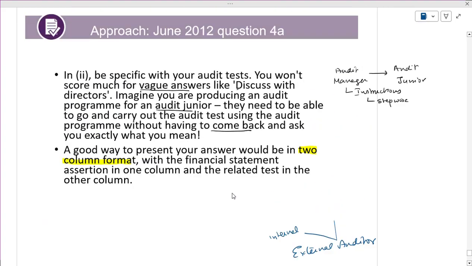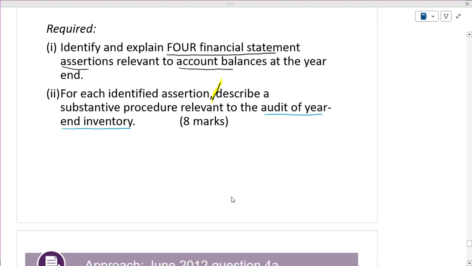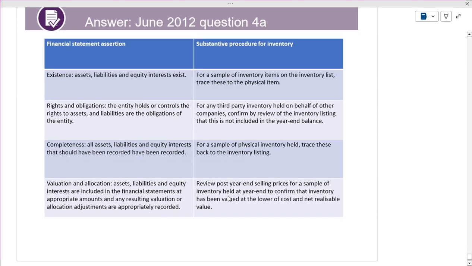Where they have mentioned inventory, they said the audit of the year-end inventory. It is nothing but year-end balances, is it right? Just correct me if I am wrong somewhere. In the year-end account balances, what are the 4 assertions we had? We have existence, you have rights and obligations, you have completeness, and you have valuation and allocation. Okay, these are the things.